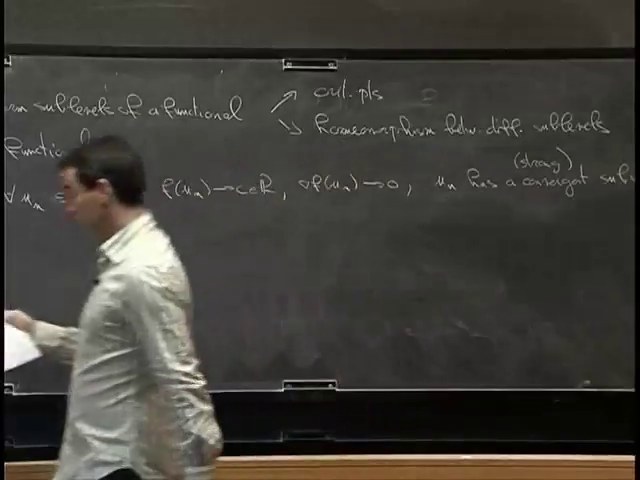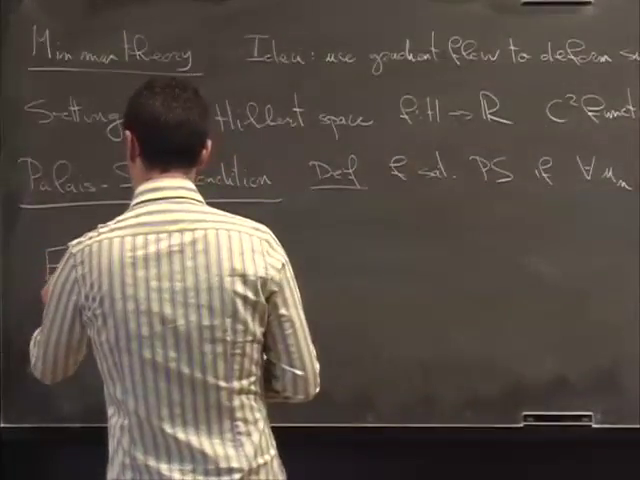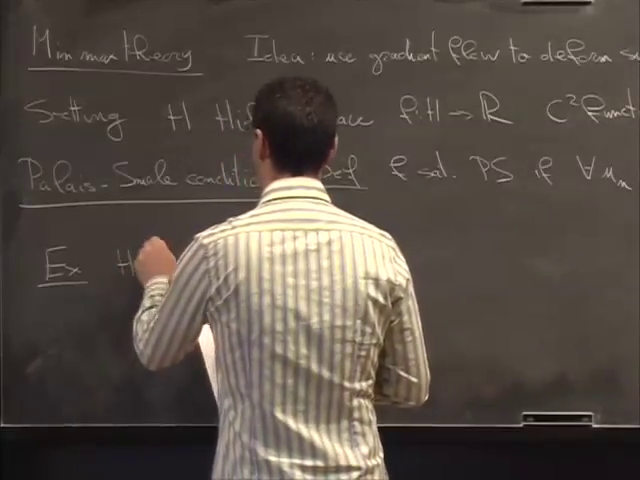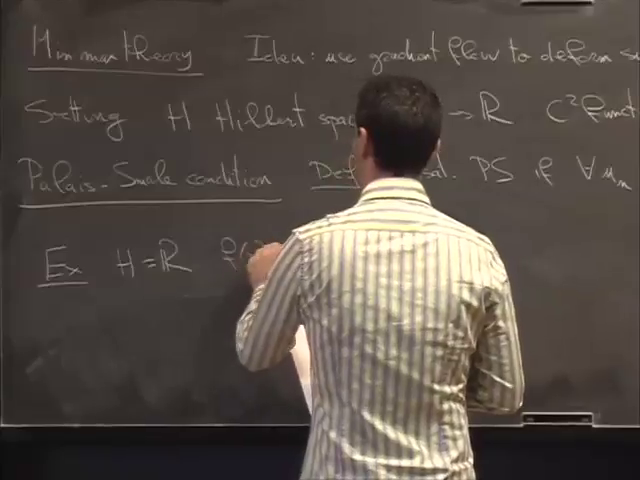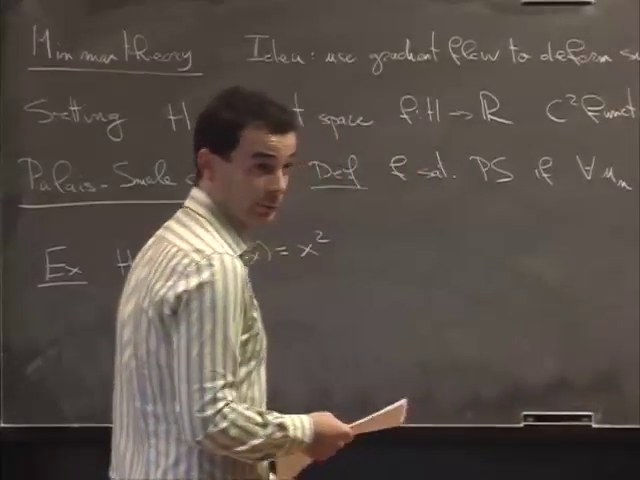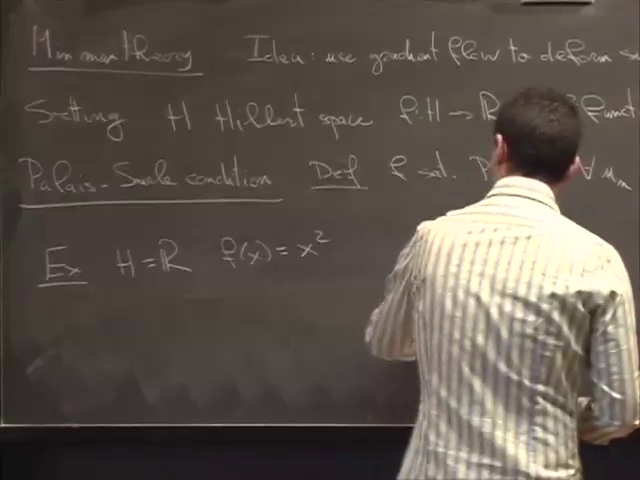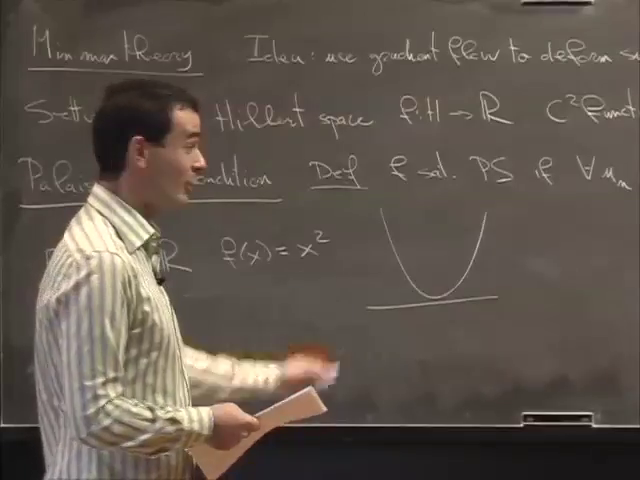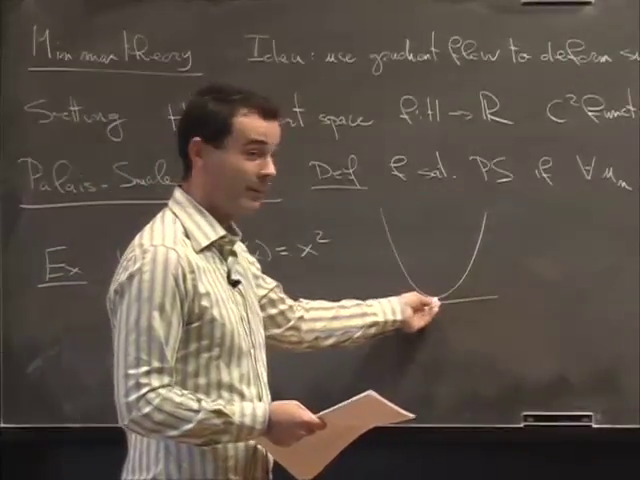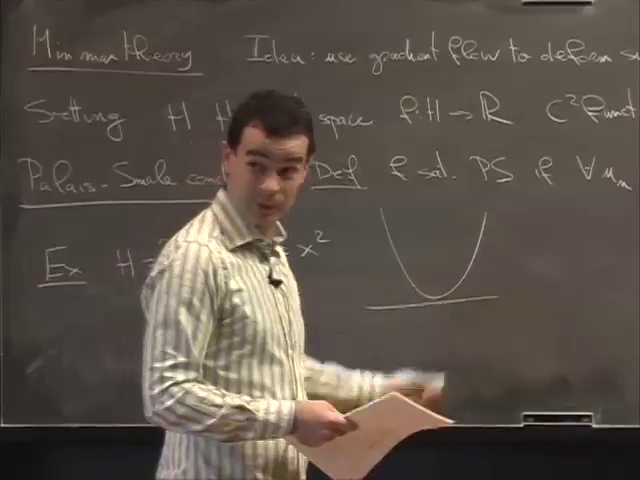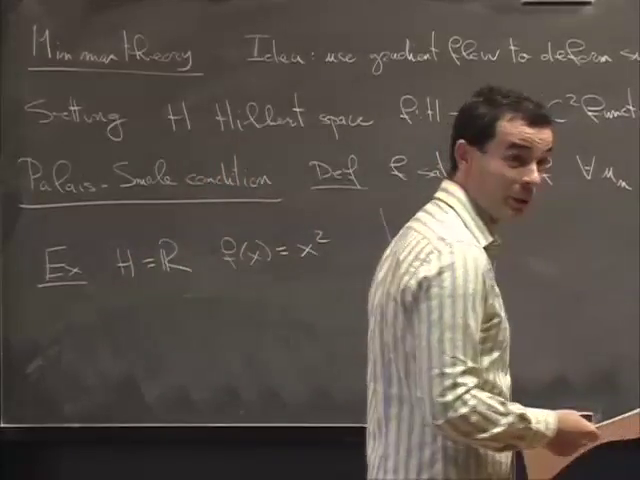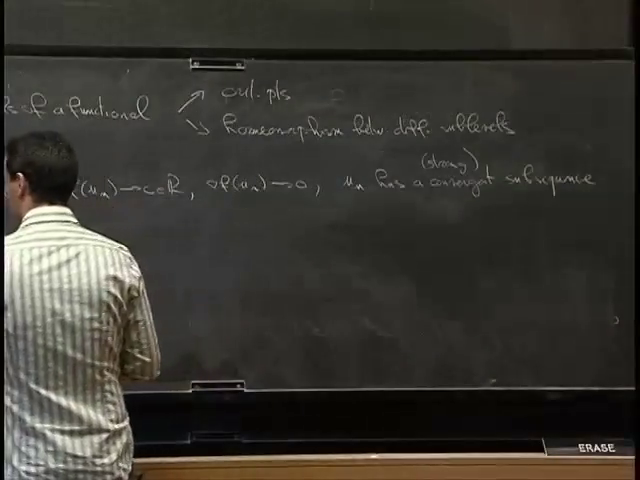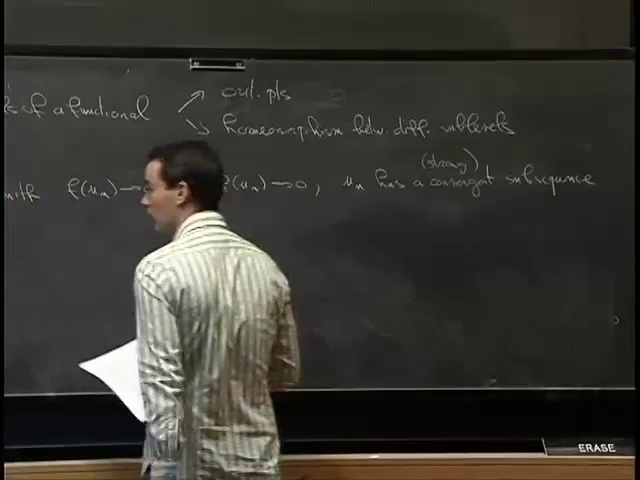So examples. Take H to be R, and f of x just to be the function x squared. Very stupid example. So take a sequence of points for which the gradient is going to 0, then this converges to 0. So this is an example of stupidity squared. This actually satisfies the Palais-Smale condition.